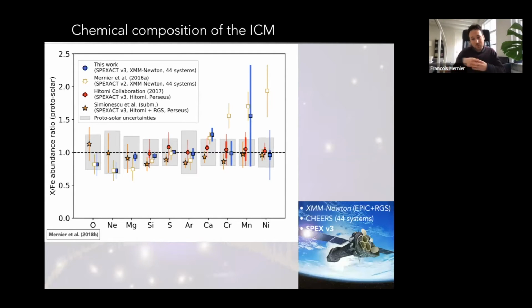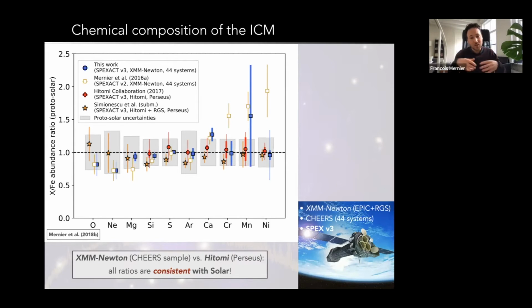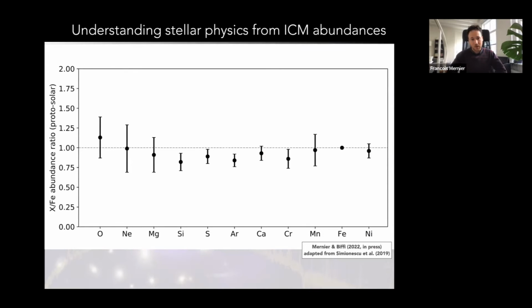Motivated by this, we took the same sample as previously, with the spectral resolution of XMM-Newton, applied the updated spectral codes, and ta-da, we obtained something remarkably similar to what Hitomi found, which is pretty encouraging. It really shows that all these ratios are consistent, and also remarkably similar to the solar chemical composition. I'm going to come back to that in a while. But this is very interesting, because what we can also do is, for example, this is the best measurement of Perseus that we can say.